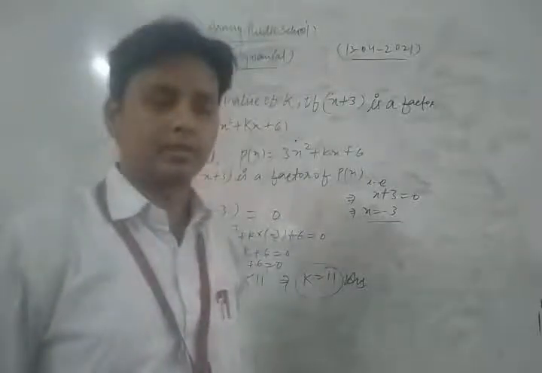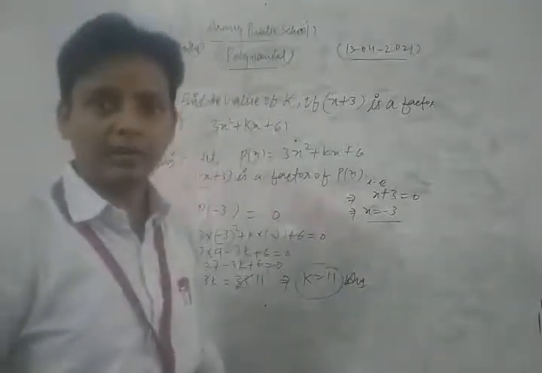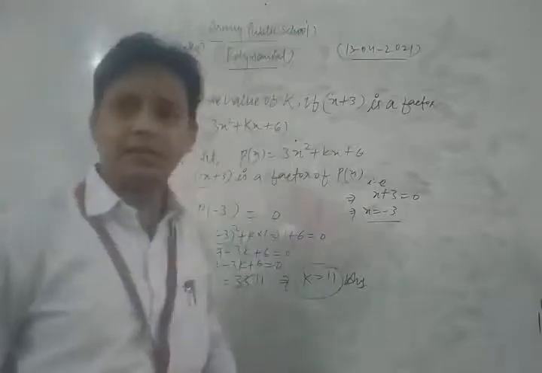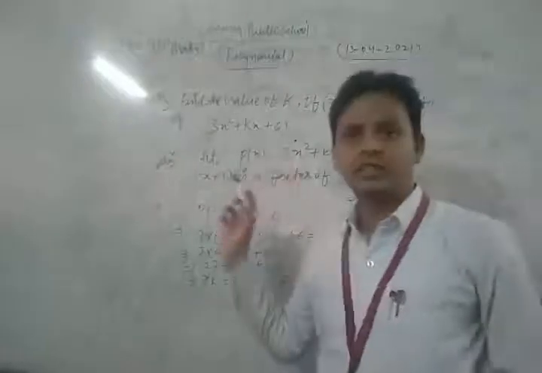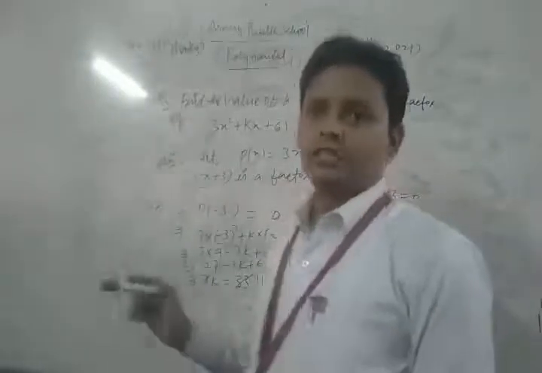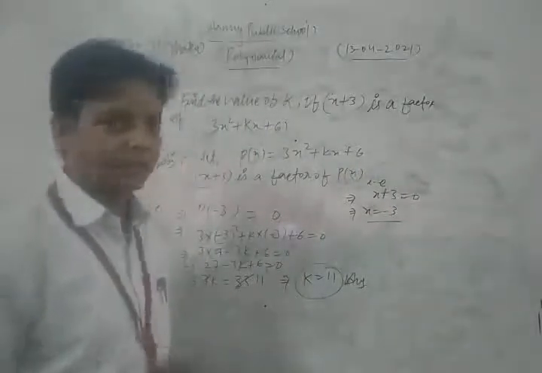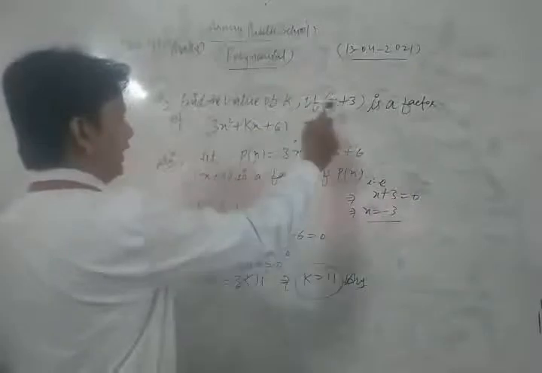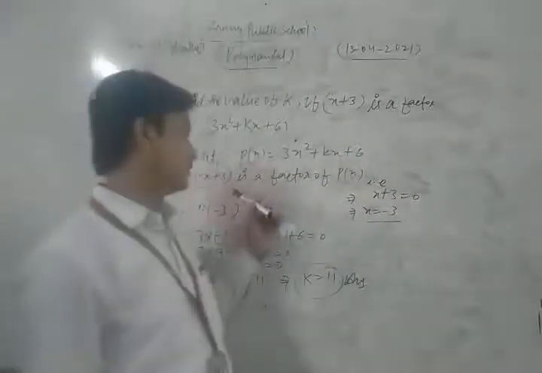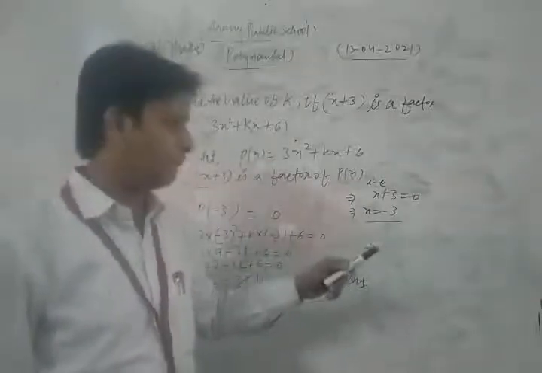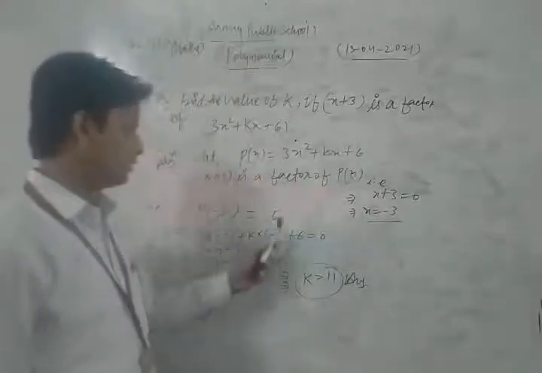Let's see. Your question is find the value of k, if x plus 3 is a factor of the given polynomial 3x square plus kx plus 6. This is one of the most important questions. So let's see its solution. First of all, we take the given polynomial as p(x). Now x plus 3 is a factor of the given polynomial. Then by which theorem? By factor theorem, we must have p of minus 3 is equal to 0.